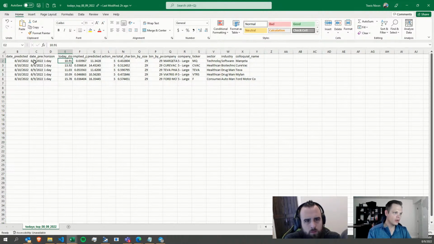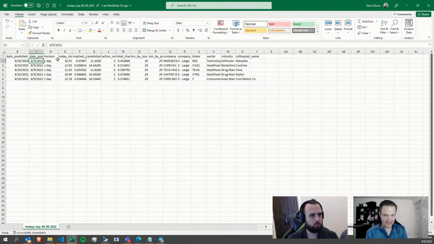So date predicted was August 9th. That means this is the closing price as of August 8th. What we're predicting is August 10th. So this is tomorrow, but I want to make this very clear. What we're predicting is the August 10th close. So in other words, it says one day, but actually you could also think of it as a 48-hour prediction. It's going from yesterday's close to tomorrow's close.